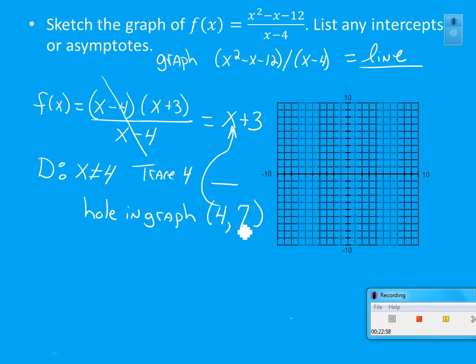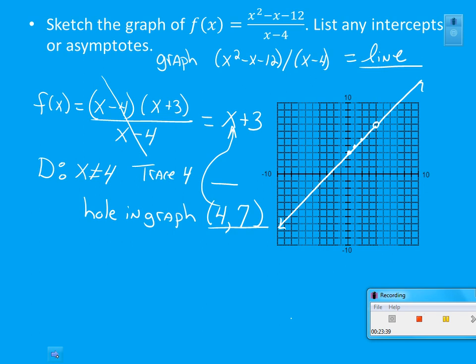So here's what your graph's going to technically look like. Over at 4, 7, there's a hole in my graph. Otherwise, it's going to start at 3 and have a slope of 1. And then let me graph that. Okay. Then either label the hole in your graph or make sure it's labeled off to the side. But moral of that story, if you can divide something out, there's going to be a hole in your graph.